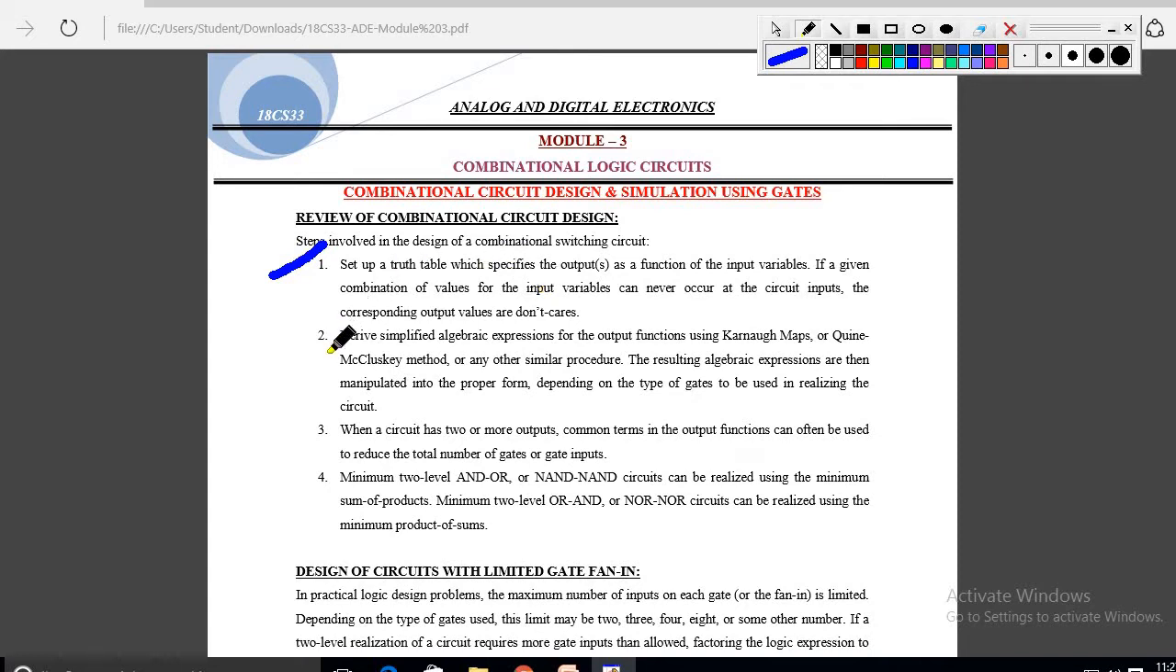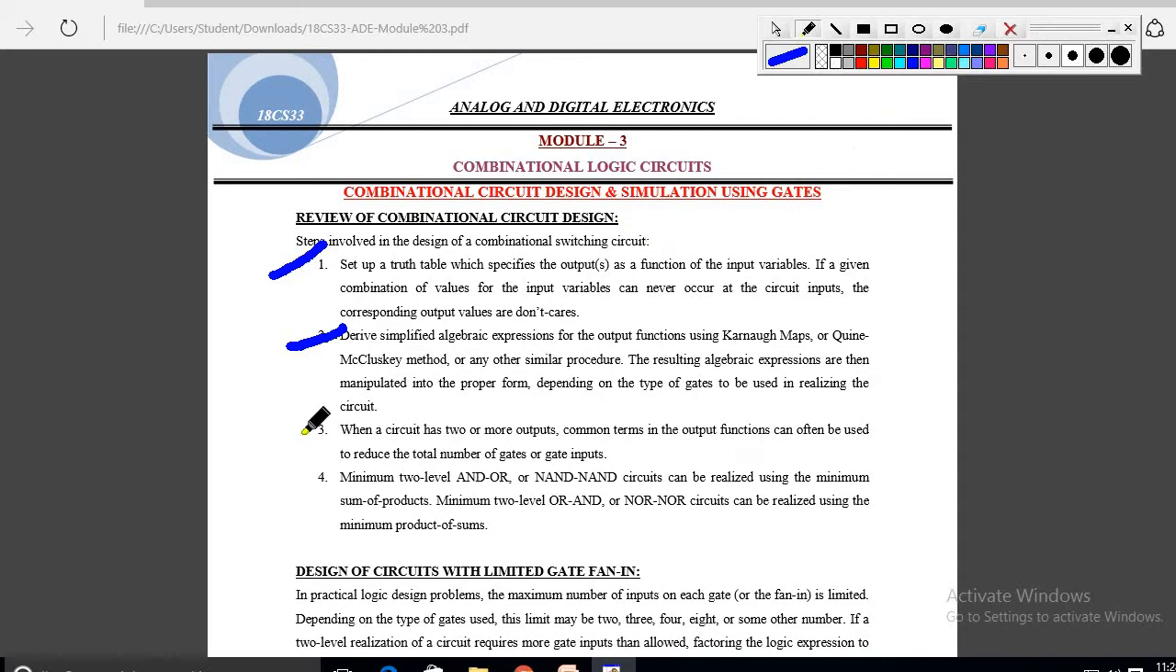The second step is to derive a simplified algebraic expression for the output functions using Karnaugh maps or the Quine-McCluskey method. You should already be familiar with Karnaugh maps and the Quine-McCluskey method from the second module, right? There you learned how to find the expression using Karnaugh maps and Quine-McCluskey methods. These are the important things while designing combinational circuits. Next, the resulting algebraic expressions are manipulated into the proper form, depending on the type of gates that can be used to realize the circuit.